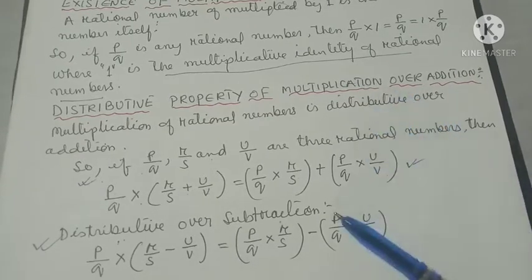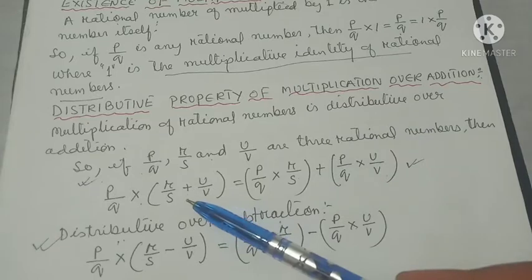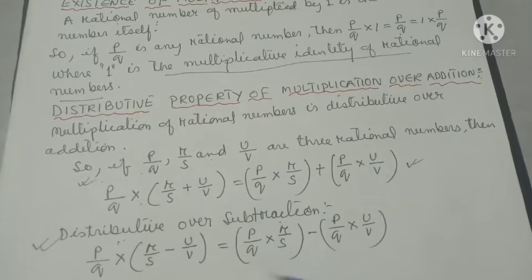This is the last property of this lesson. We have discussed all the properties like closure property, commutative property, associative property, and this one is the last property, that is the distributive property of multiplication over addition and subtraction. We can verify these two properties by giving examples.